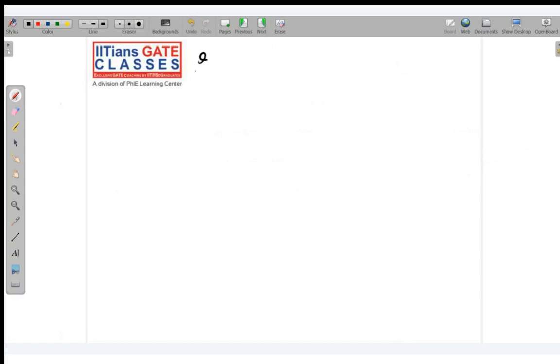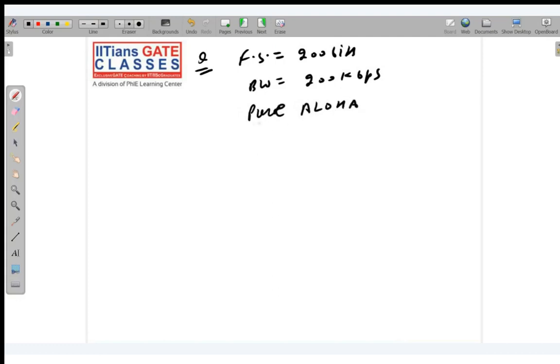Okay, so the question is, frame size is given to us as 200 bits. Bandwidth is given as 200 kbps. And a pure ALOHA network is given. They say ALOHA or pure ALOHA, one and the same thing. If the question is about slotted ALOHA, they will properly mention the word slotted ALOHA. You cannot assume that it is slotted ALOHA. By default, ALOHA means pure ALOHA only, or original ALOHA.